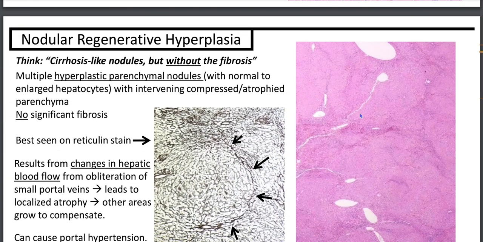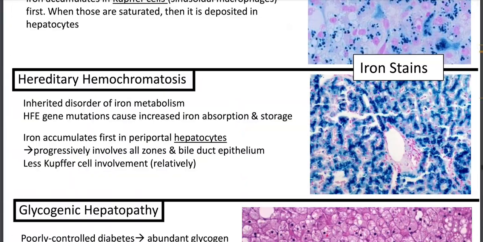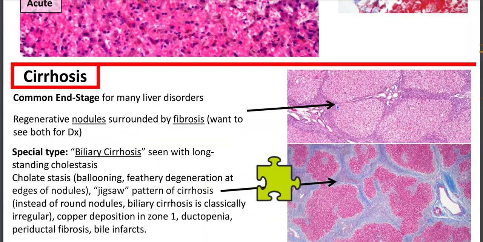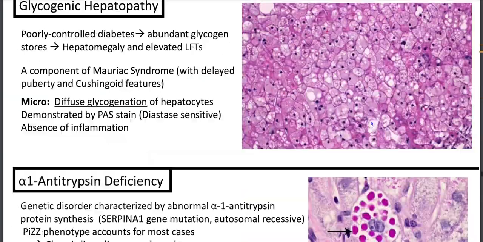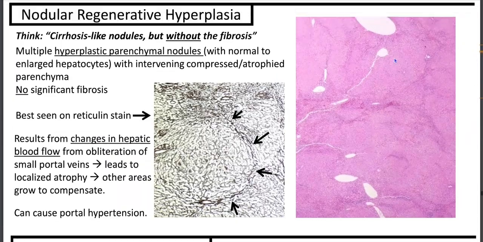Nodular regenerative hyperplasia, NRH. Think cirrhosis-like nodules, but without the fibrosis. You'll have multiple hyperplastic parenchymal nodules with normal to enlarged hepatocytes, with intervening compressed atrophied parenchyma. There should be no significant fibrosis. Remember, let's go back to cirrhosis. You can see that fibrosis right here. But in NRH, you just see the nodules, not the fibrosis, as confirmed by the reticulin stain.